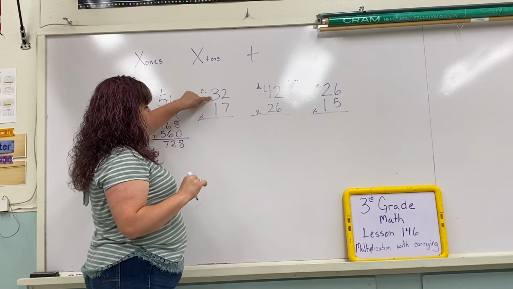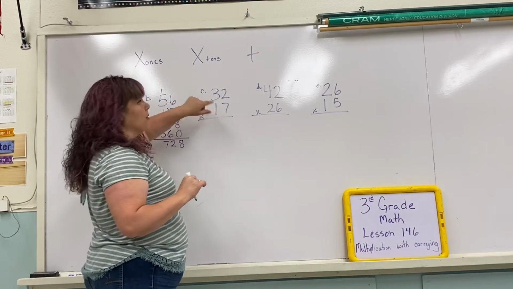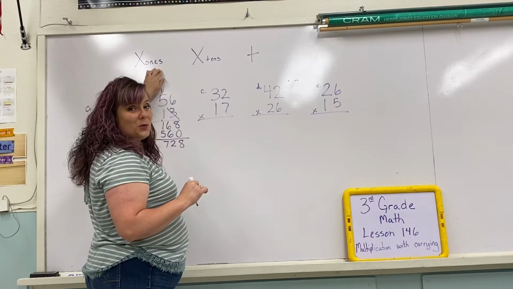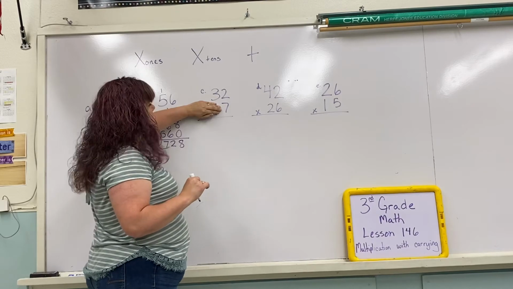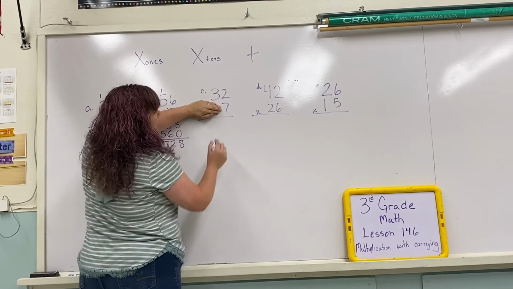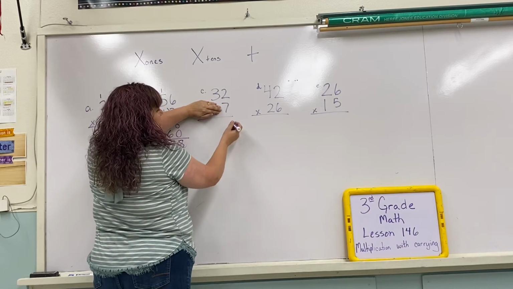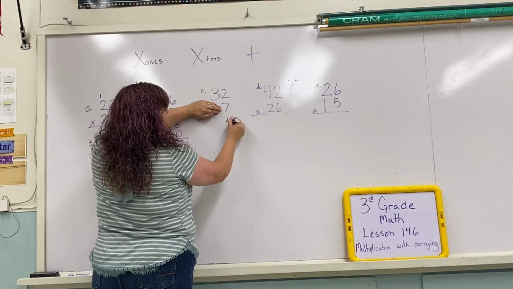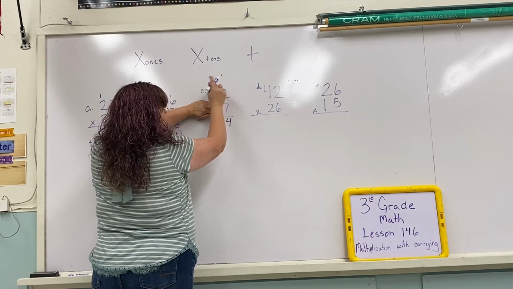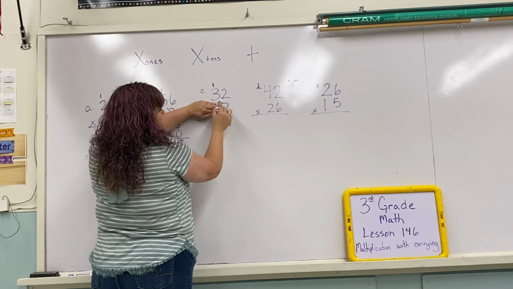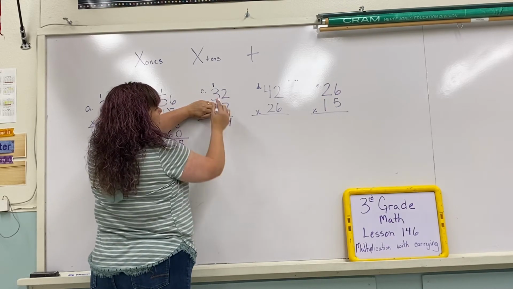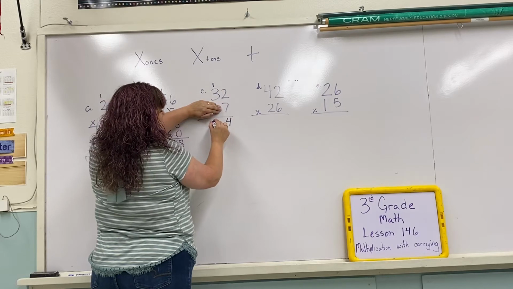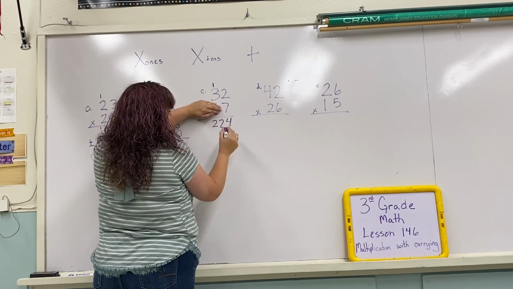Okay, we have 32 times 17. Remember, our first step is to times the ones, okay? So we're going to cover up these tens, they don't exist, and we're going to work just with the ones. 2 times 7 is 14. Carry that 1. 3 times 7 is 21. Plus this 1 up here is 22. Okay?